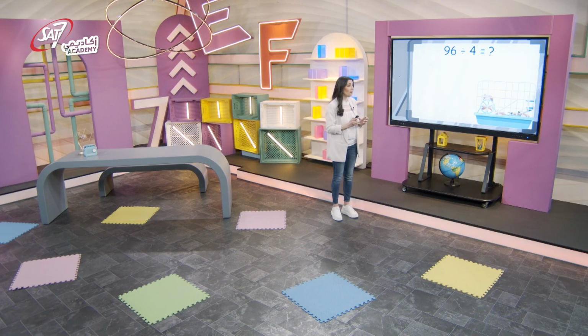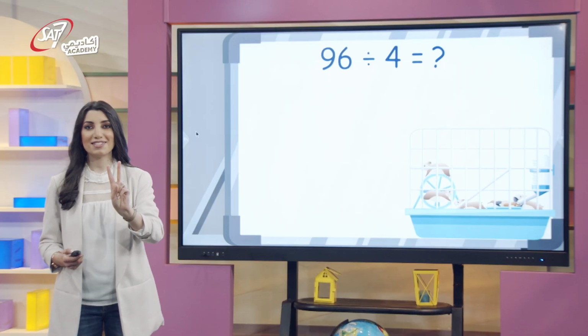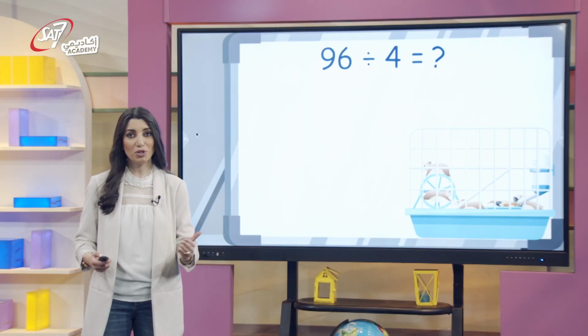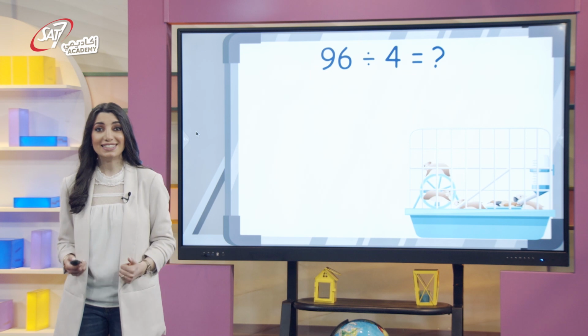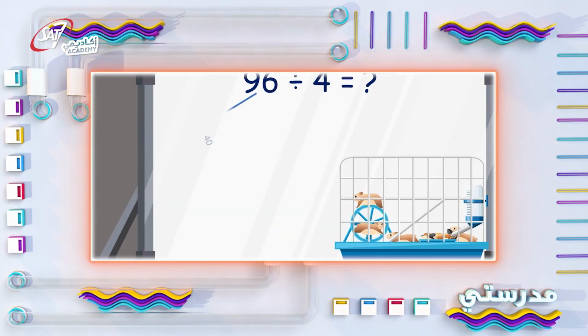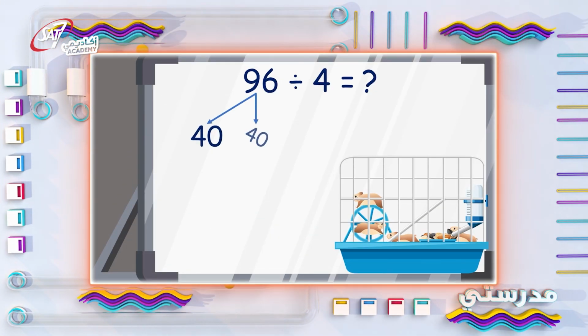We need to break 96 down into smaller parts that we can easily divide by 4. It is easy to divide 40 by 4. The answer is 10. And there are 2 40s in 96. What is left? 40 and 40 make an 80, and we would have 16 left. So 40 plus 40 plus 16 give the sum of 96. You can choose any 3 numbers that have a sum of 96.